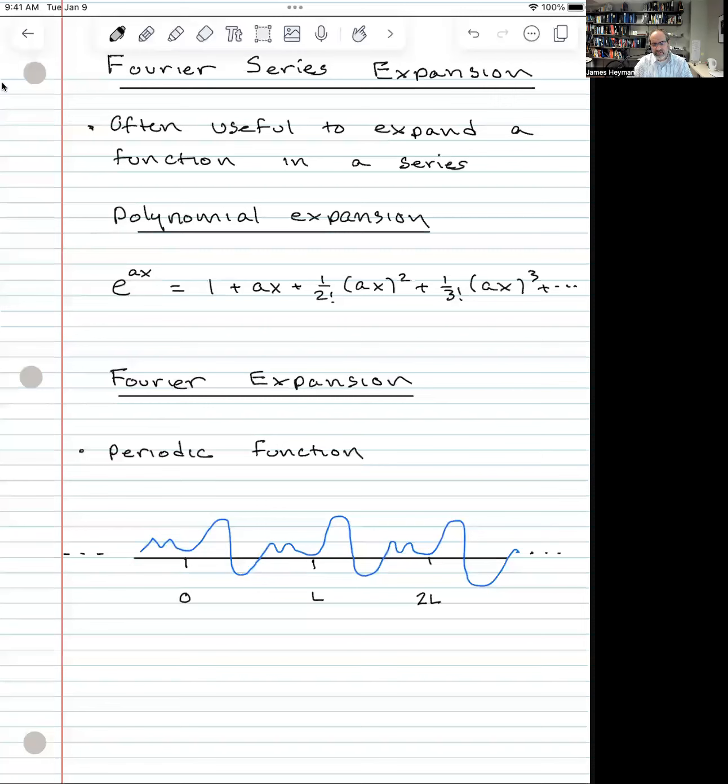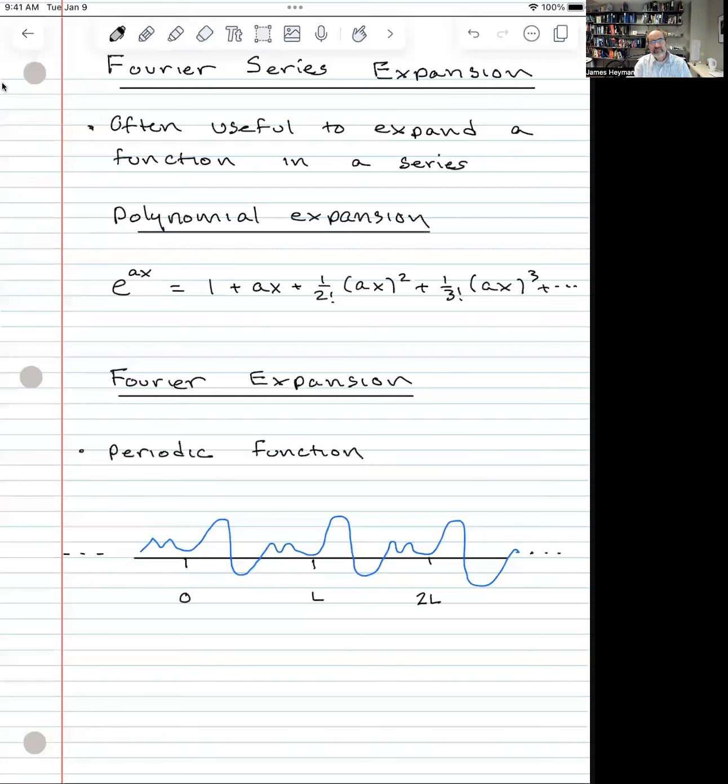Okay, and we're going to assert that we can represent this as a series of sine and cosine functions. And why do we expect this? Well, sine and cosine themselves are periodic functions. And so it seems like if we add them together, we should be able to build up a more complicated periodic function.